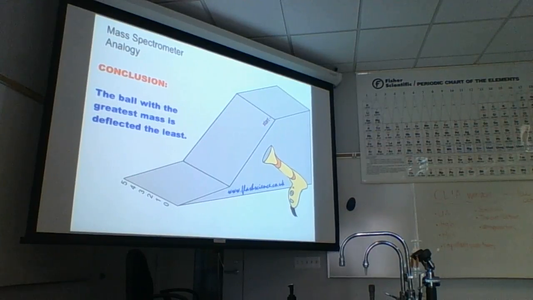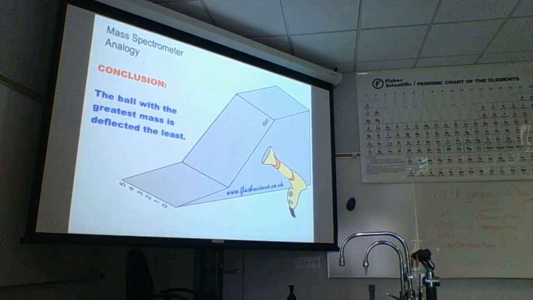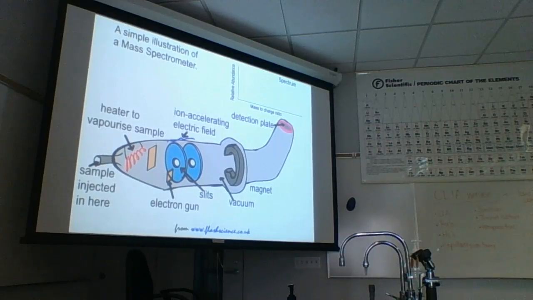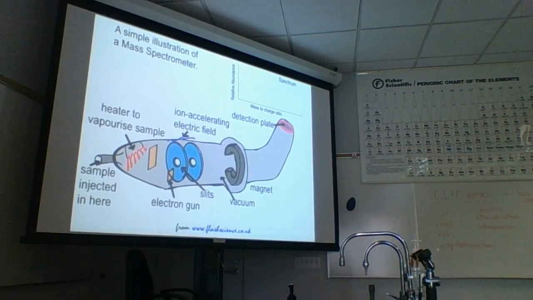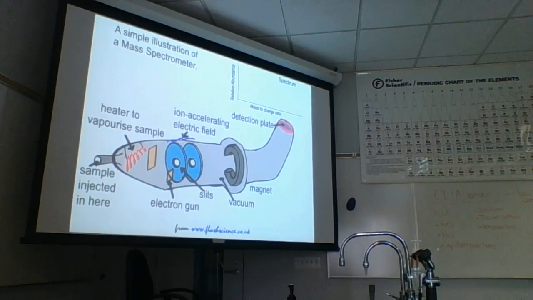In the mass spectrometer, the magnet plays the role of the hairdryer's airflow. Look at the labels: a heater element to create a vapor, an ion accelerating field which gets the positive ions streaming from left to right towards the magnetic field, the detection field at the top right there. The entire mass spectrometer is enclosed and is evacuated. There are no air particles inside so that the beam of ions has a free run. No air particles to strike.